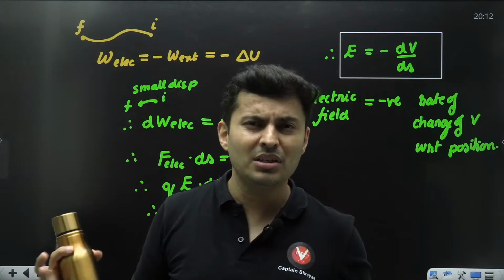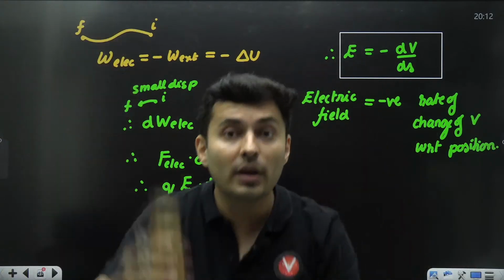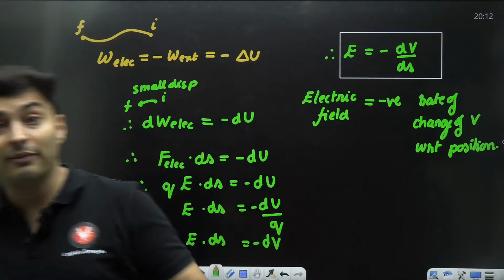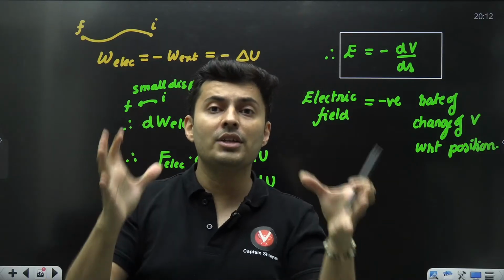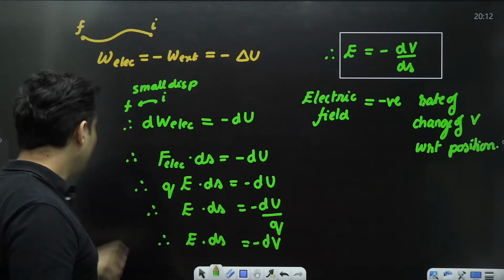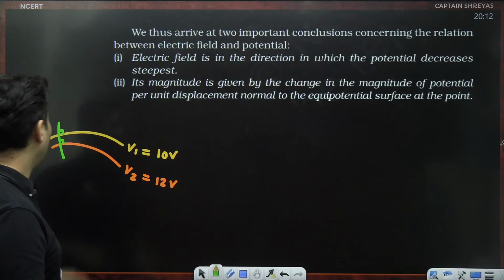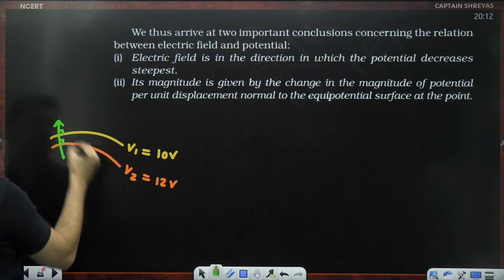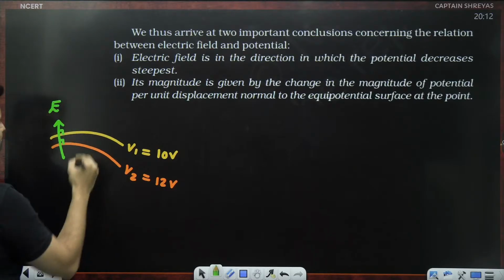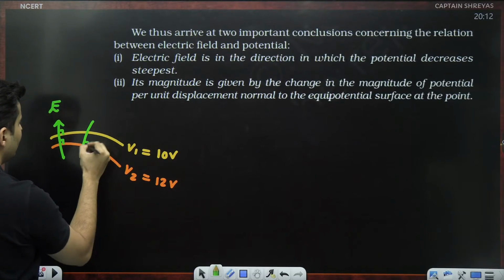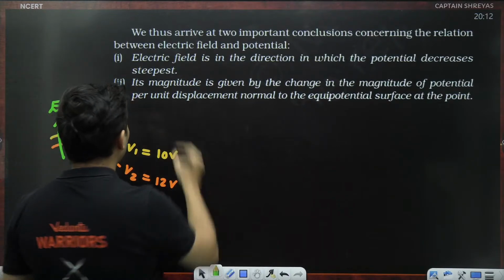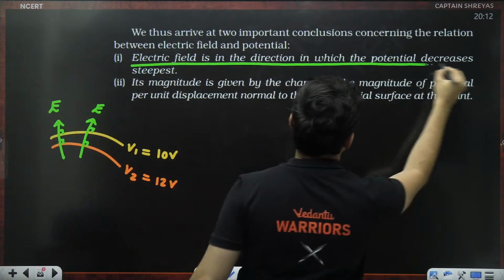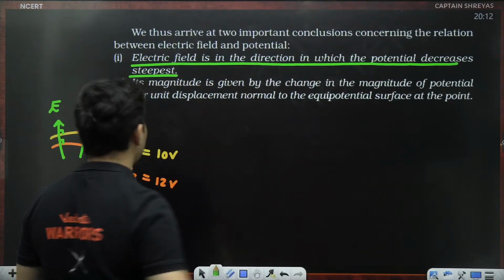Having very high potential makes it sad, so it wants to reduce its potential. So the field always pushes the charges to a region of lower energy. That is why you will notice that the electric field goes from high voltage to low voltage. So that is what is mentioned: the electric field is in the direction in which the potential energy decreases.